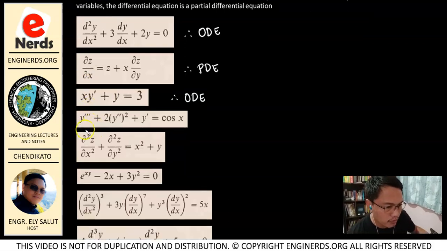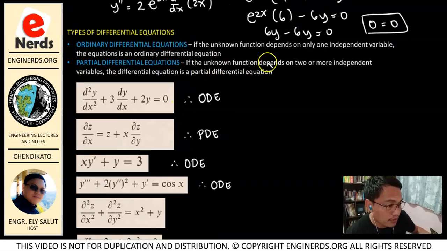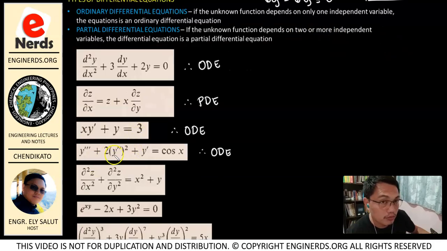Now, this one, we have y''' plus 2(y'')² plus y' is equal to cosine x. So, is this a differential equation? Yes, this is a differential equation because we have y''', y'', and y'. That means we have a derivative in our equation. And this is an ordinary differential equation because we have only one independent variable. Our unknown function depends only on one independent variable, in this case, which is x.